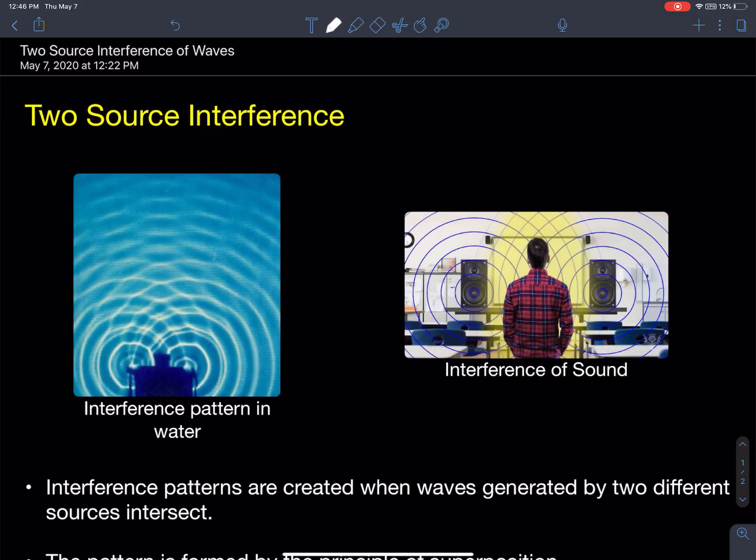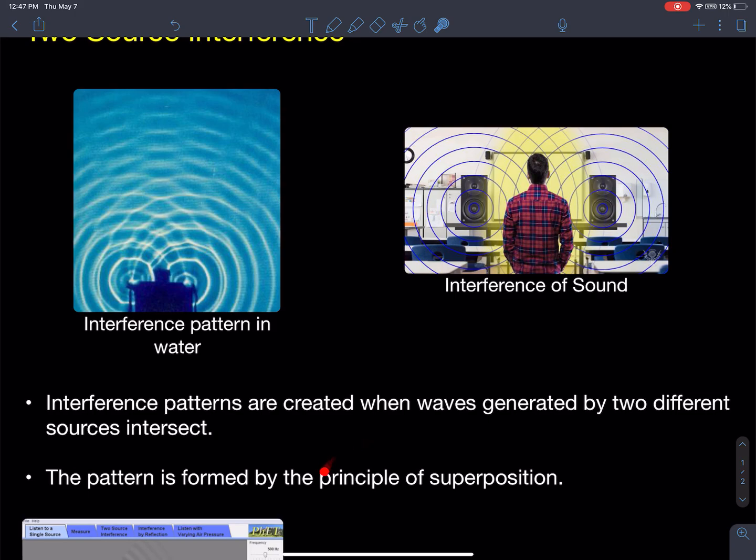So after learning about the wave properties of reflection and refraction, we're moving into the last wave properties that are a result of interference of waves, okay? And that would be interference patterns and diffraction patterns. And we've already talked a little bit about how waves interfere when they overlap, when they intersect. And that was through the law of superposition, or the principle of superposition.